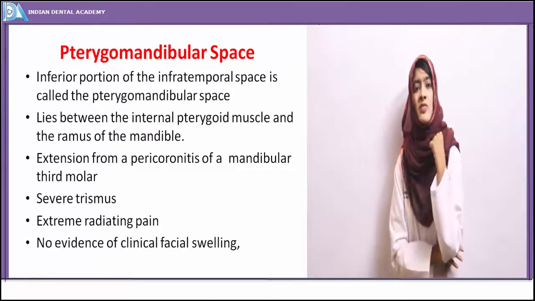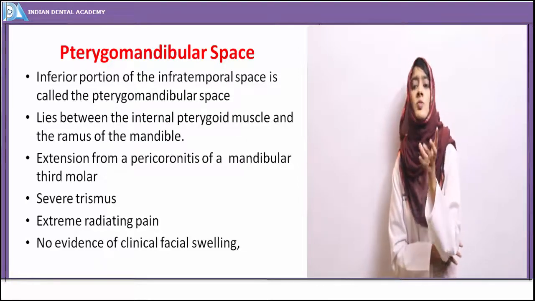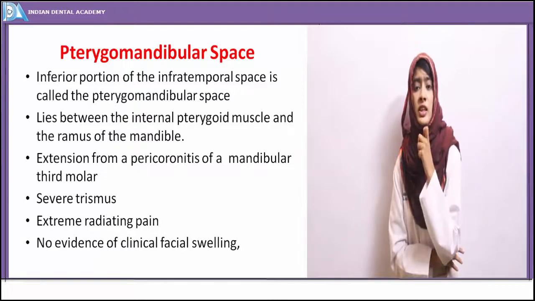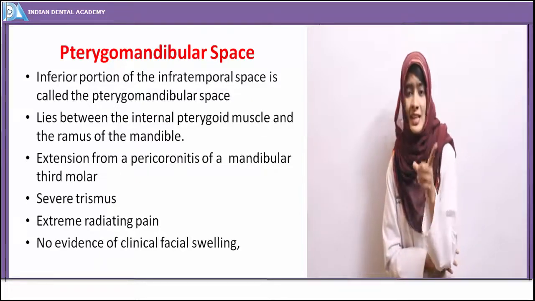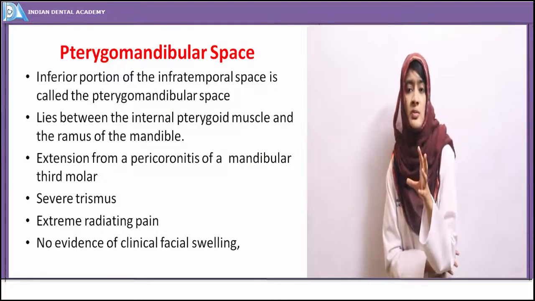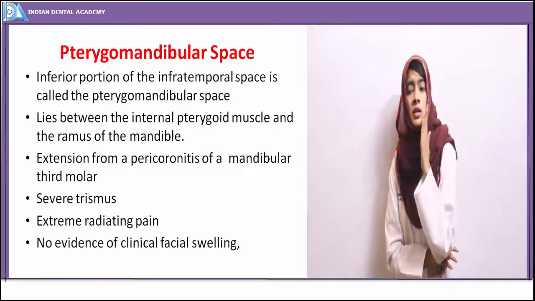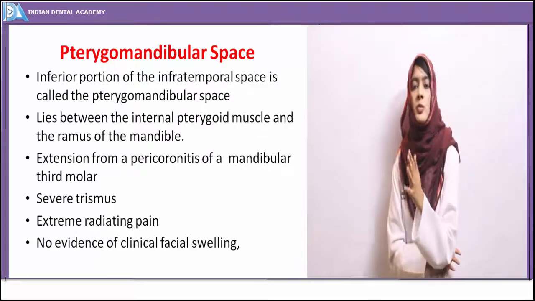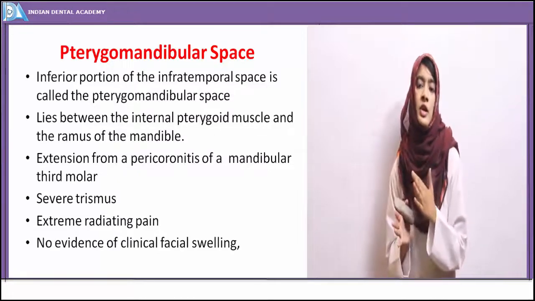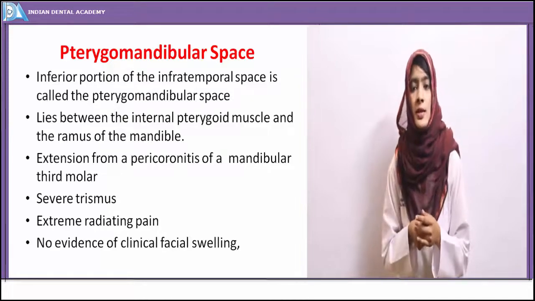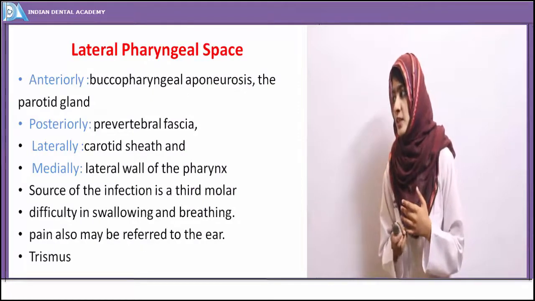Pterygomandibular space infections are more commonly seen during extraction of third molars or second molars, when you are injecting a local anesthetic into the pterygomandibular space, or if a local anesthetic is just injected into the maxillary tuberosity and there is some infection because of the injection, which leads to inflammation and spread along this pterygomandibular space. There is severe trismus here because it's involving the lateral pterygoid muscle, right? Severe trismus, inability to take food, and dysphagia are also present.